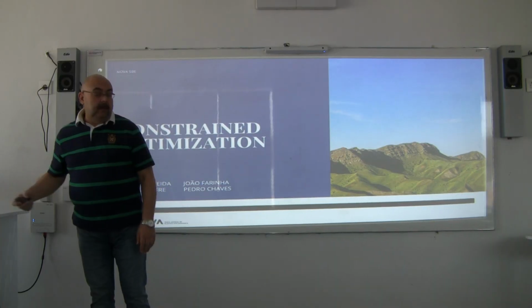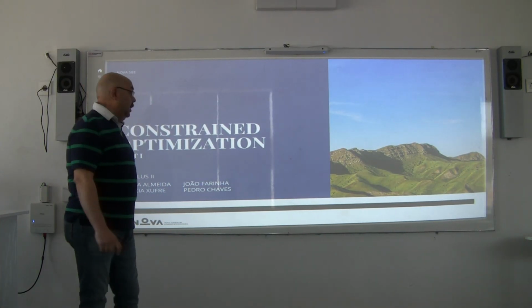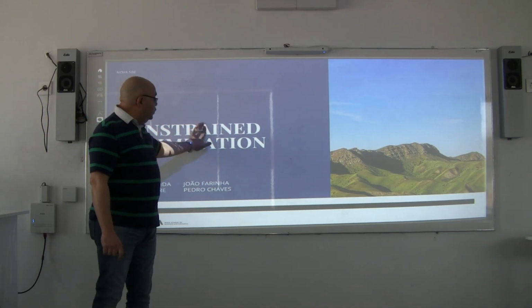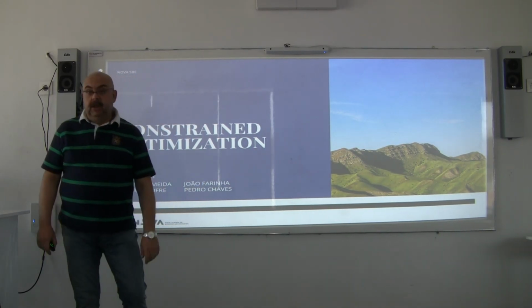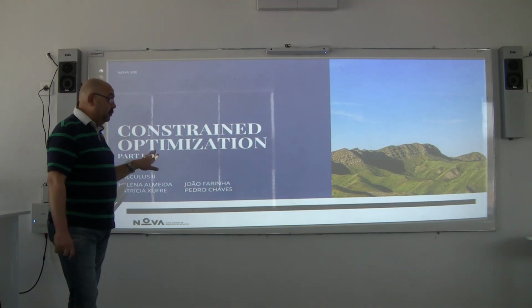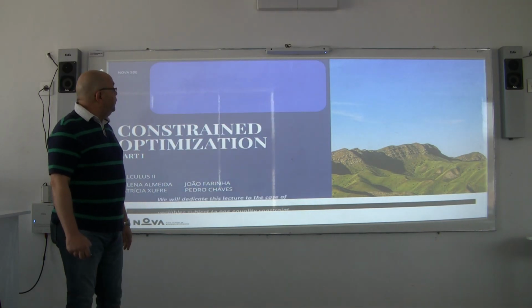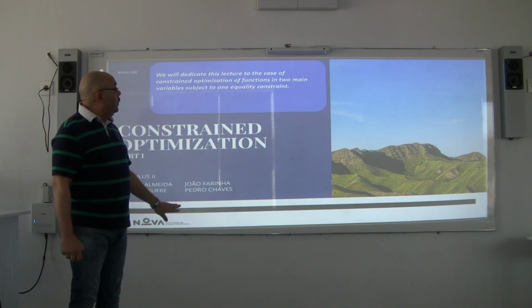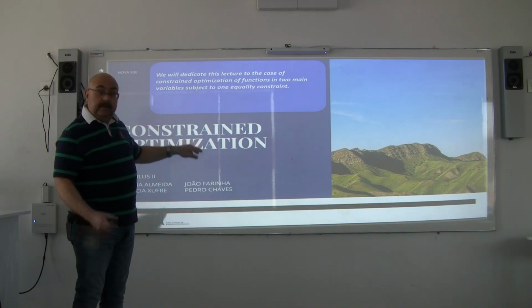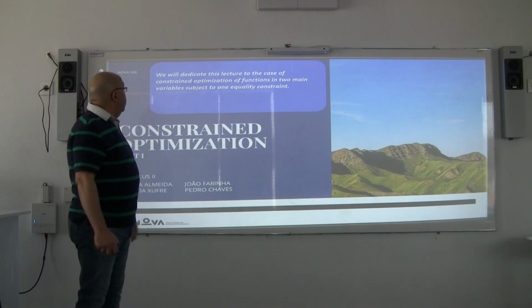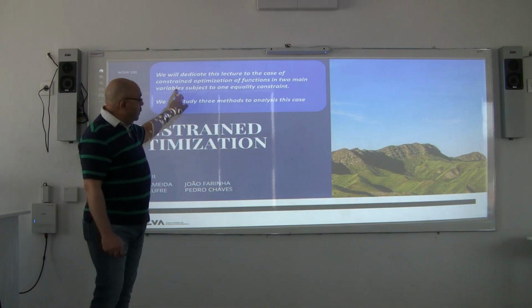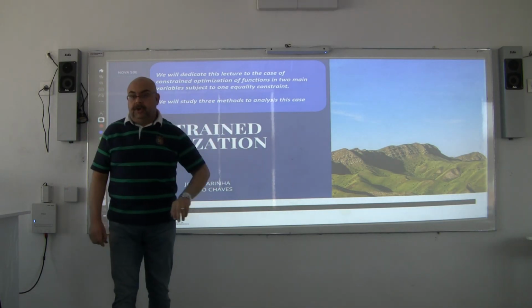In the first setting, we went through a lot of material, covering up to unconstrained optimization. Starting from now, we will talk about constrained optimization step by step. This part of the lecture, already on the main slides, is dedicated to optimization problems in two main variables subject to one equality constraint.